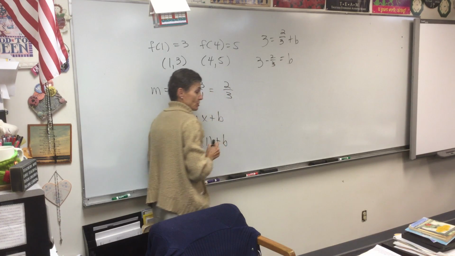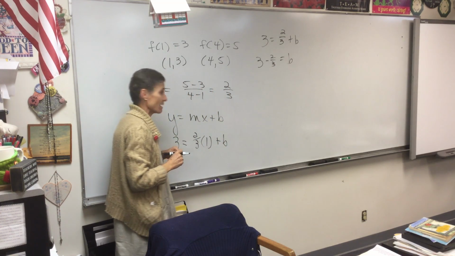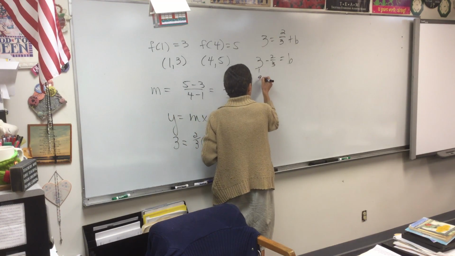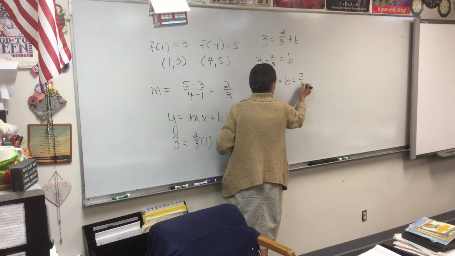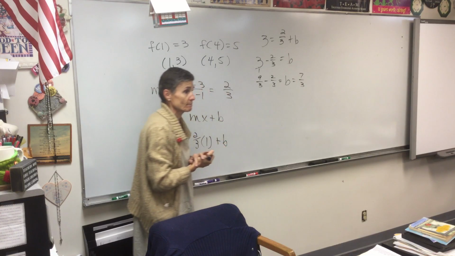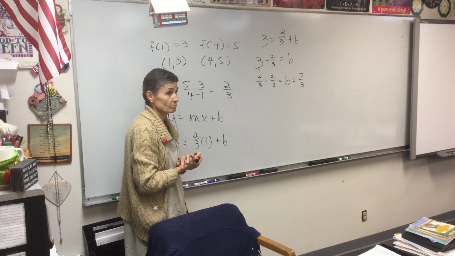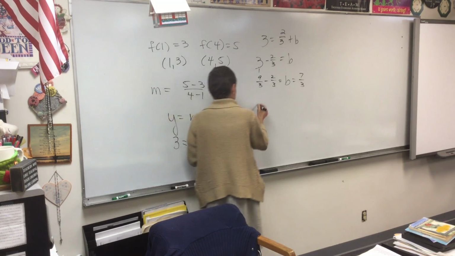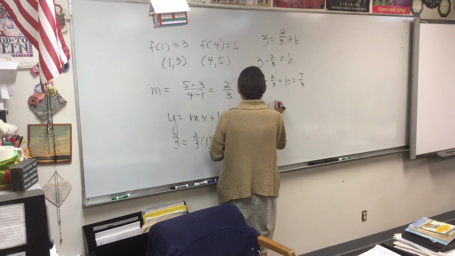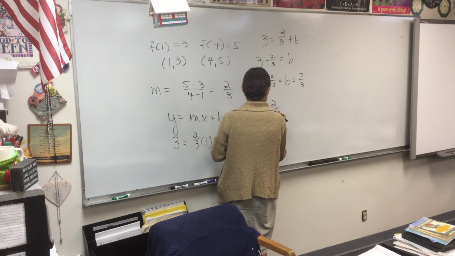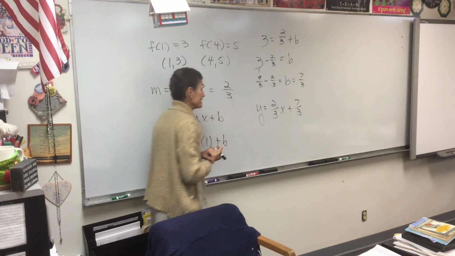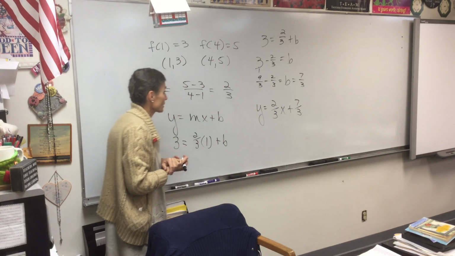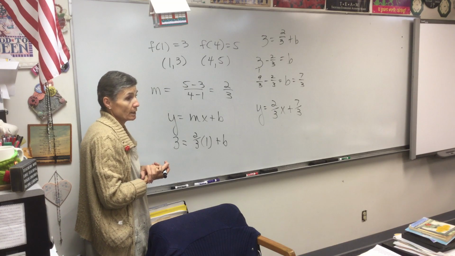What's 3 minus 2/3? 7/3. You can think of this as 9/3 minus 2/3. What else could you say besides 7/3? Well, 7/3 is great. If everybody says 7/3, that'll be perfect. So we have y equals positive 2/3 x plus 7/3. That is the equation of your line.